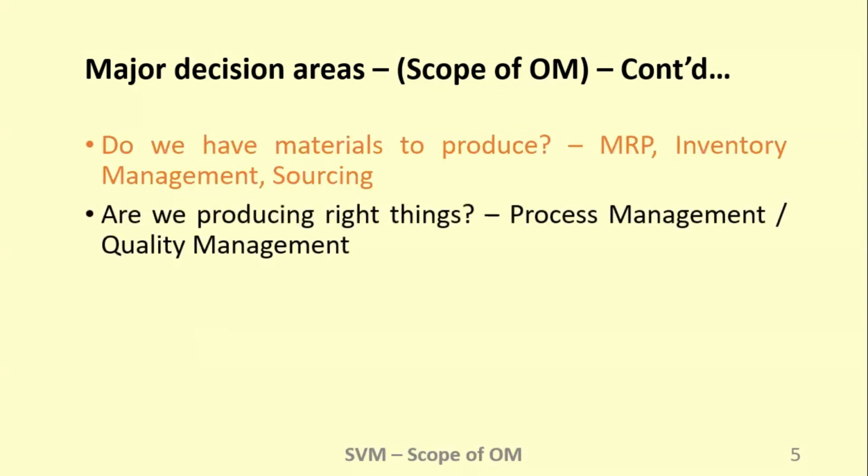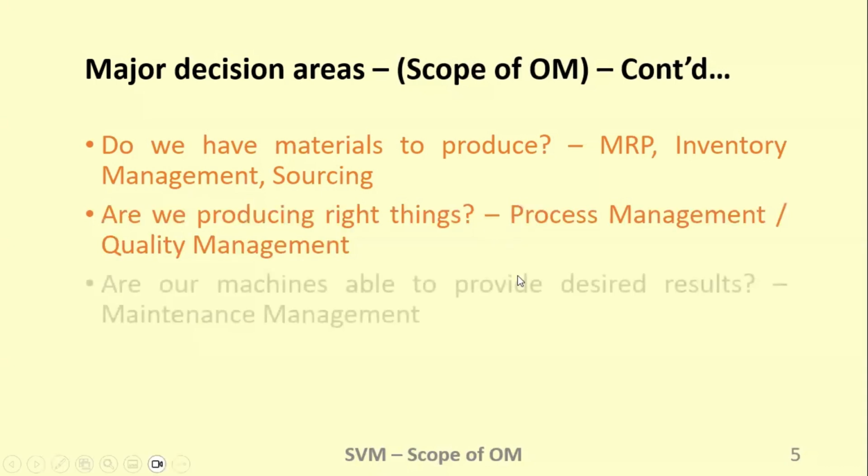Are we producing the right things? It is about how do you manage your various processes, whether the process is in full control or not, those things here you try to decide. And then after you manufacture, you may have an outward inspection. While manufacturing, you may have an onward inspection. About your raw materials, you may have an inward inspection. So all these things are done by your quality control or quality management. So you may have various responsible people to look after those things.